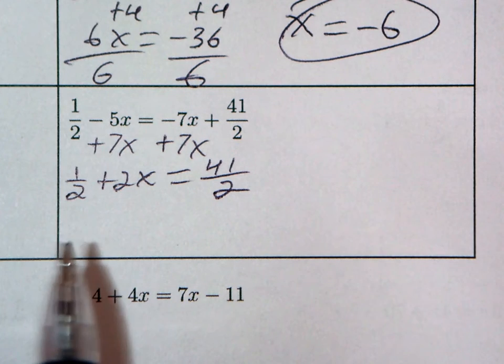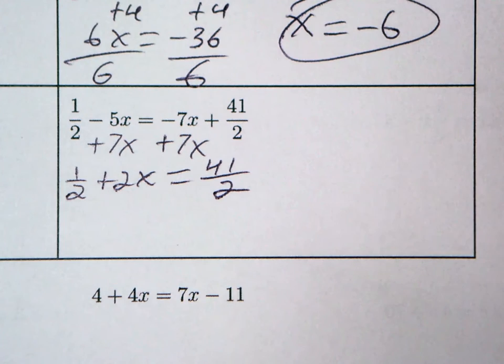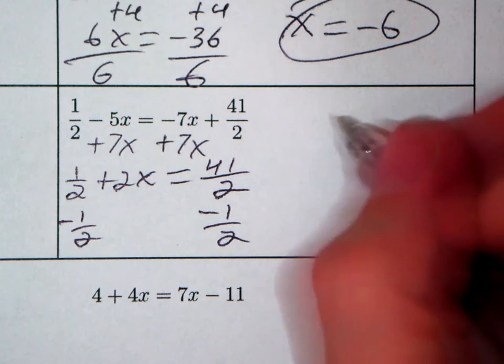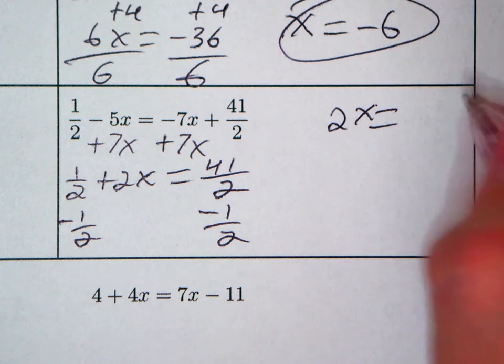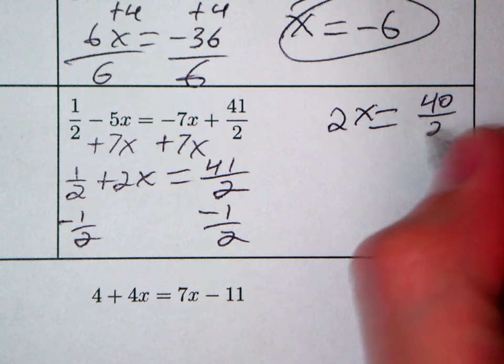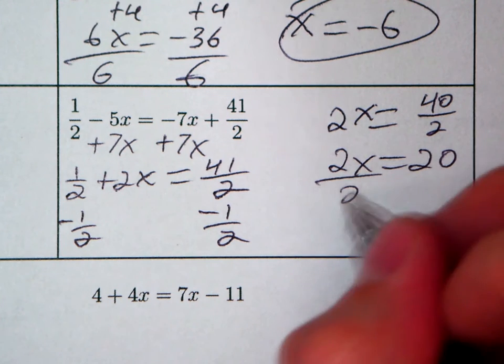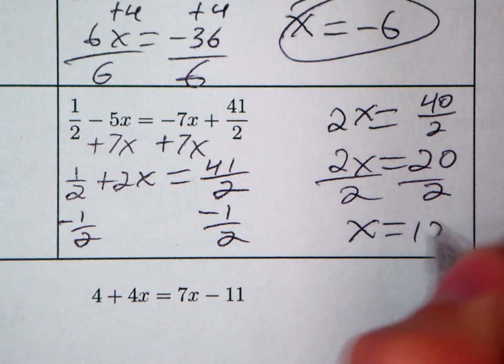I can subtract 1 half and go from there. Since they have the same denominator, that's not so bad. So minus 1 half, minus 1 half. And this gives me, starting over here at the top, 2x is equal to 40 halves, which is another way of saying 2x is equal to 20. And then when I divide by 2, x is equal to 10.